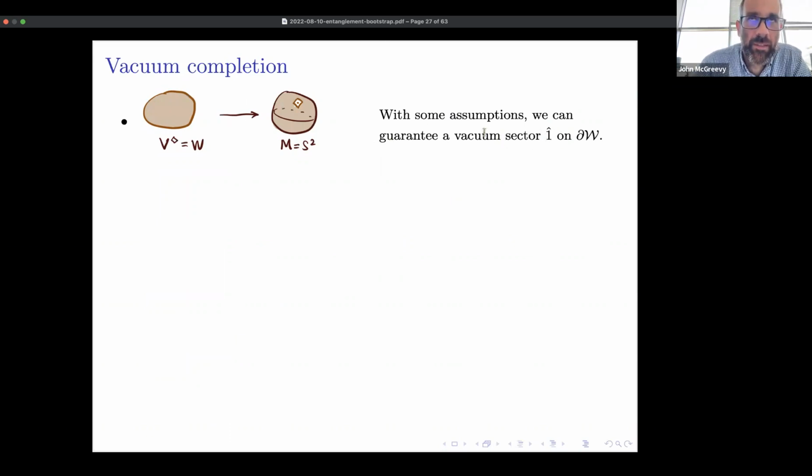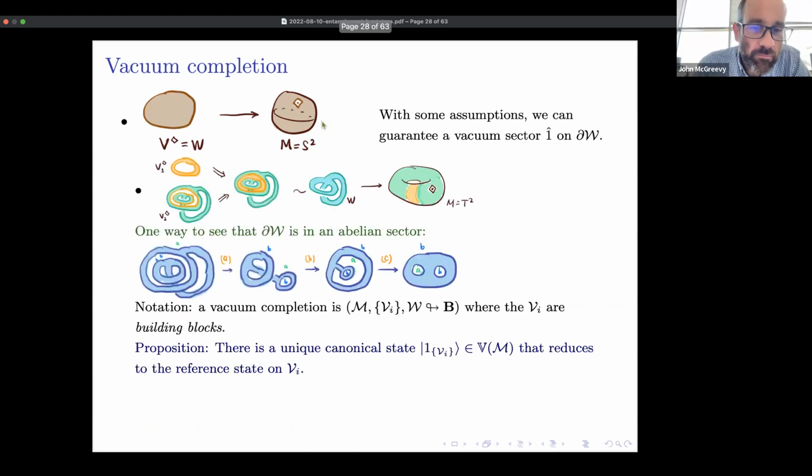So there's a large family of examples where we can guarantee the existence of such a vacuum sector on the boundary W of the immersed region so that we can fill in the hole and make a closed manifold. So for example, on the disk, the reference state is, of course, in the identity sector on the boundary. And so this hole can be filled in to produce a sphere. And this is a very useful trick because if you're allowed to deform things on the sphere, you can turn various things inside out. So that becomes a useful tool.